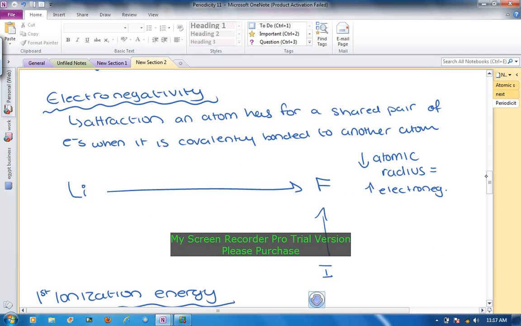The next thing I want to talk about is the trend of electronegativity. Electronegativity is the attraction an atom has for a shared pair of electrons when it's covalently bonded to another atom. This word, covalently bonded, is so important. And don't forget to include that in your definition if they ask you on the exam.